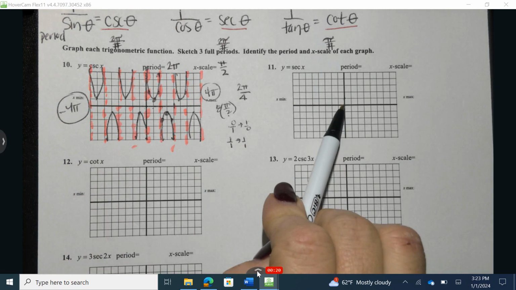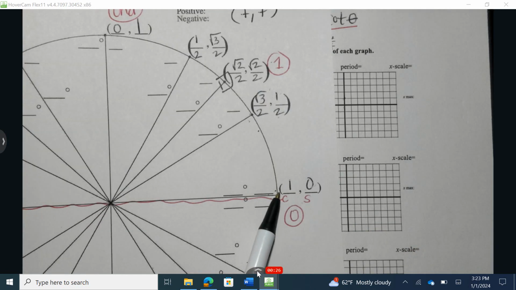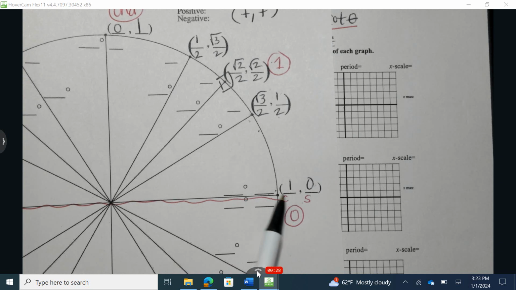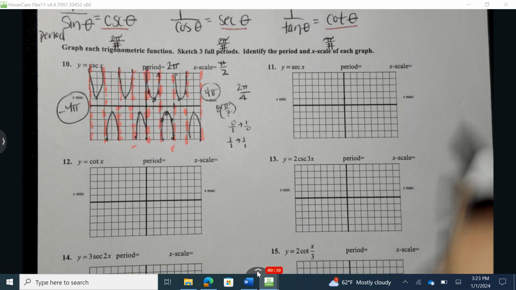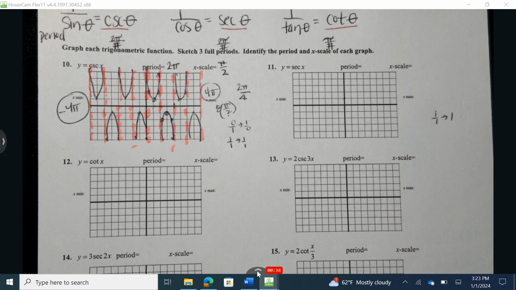So I'm going to start at 0, and I'm going to identify what is the value of the cosine of 0. So here's 0. And the cosine is the first value, so it's 1. Now, if I take the reciprocal of 1, I'm still left with 1. So at this value, I am able to go up to 1.